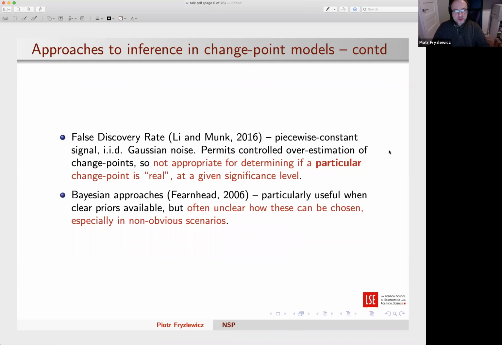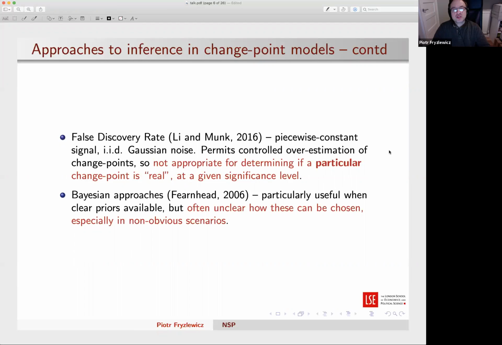There are other approaches. There are other people who make other kinds of confidence or significance statements. For example, there's a false discovery rate approach to change point detection, where I have a controlled overestimation of the number of change points. So I detect my change points, and I know that with a certain probability, I don't overdetect by too much. Now, with this kind of approach, that's a valid, of course, statistical procedure.